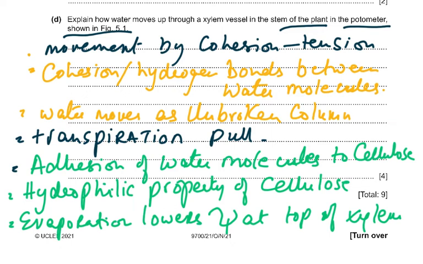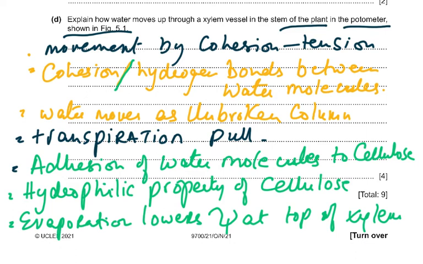Cohesion is the attraction between the water molecules, and that is because of the hydrogen bonds between the water molecules. So, cohesion, I said, slash hydrogen bonds between the water molecules. These are called the cohesive forces. Then water moves as an unbroken column, like a continuous column of water. Then the transpiration pull: the fact that evaporation is taking place from the leaves is creating a sort of suction force. So transpiration pull, then adhesion of water molecules to the cellulose.